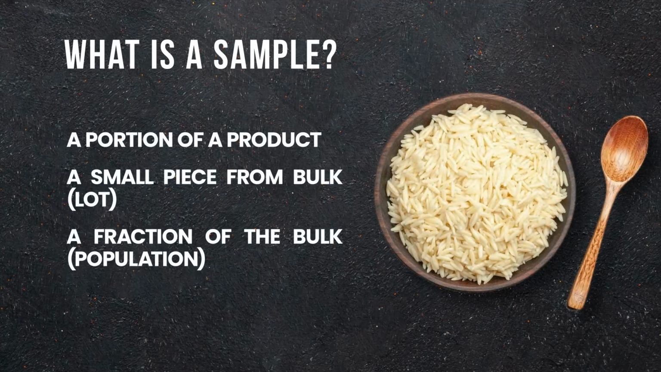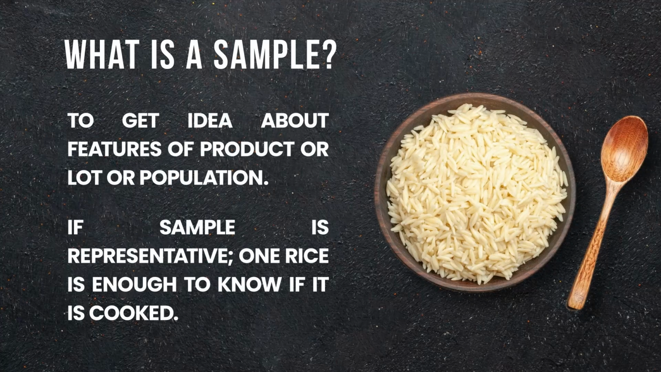A sample is nothing but a portion of a product, a small piece from the bulk, which we also call a lot, a fraction of the bulk, which we call the population. So basically a sample is a namuna, in Hindi we say. Why do we need a sample? Because we want to get an idea about the features of a product or lot or population.